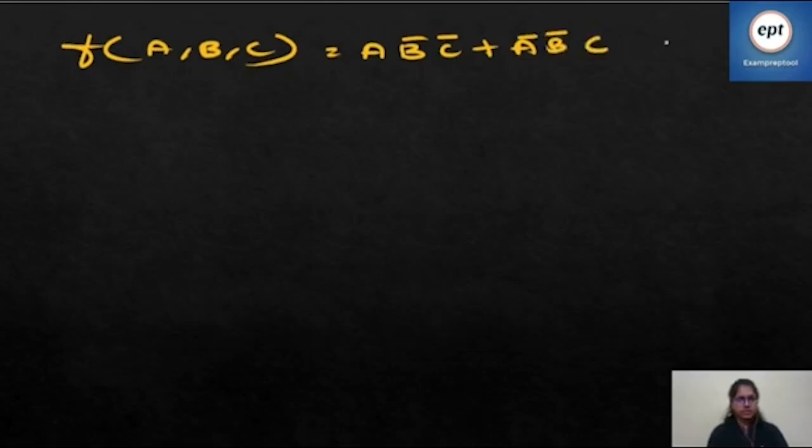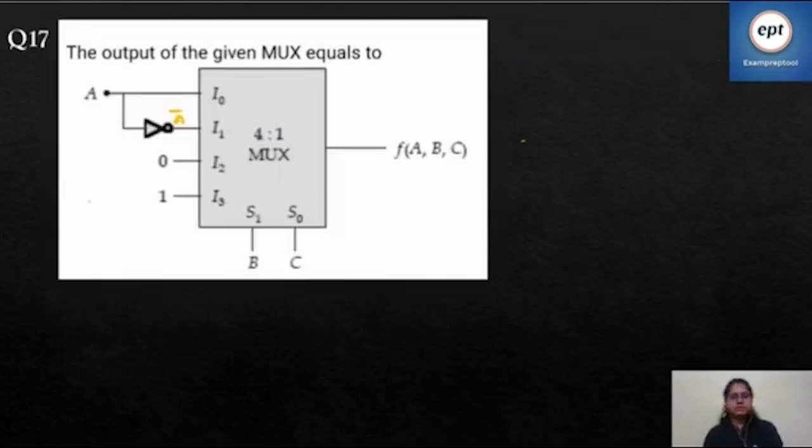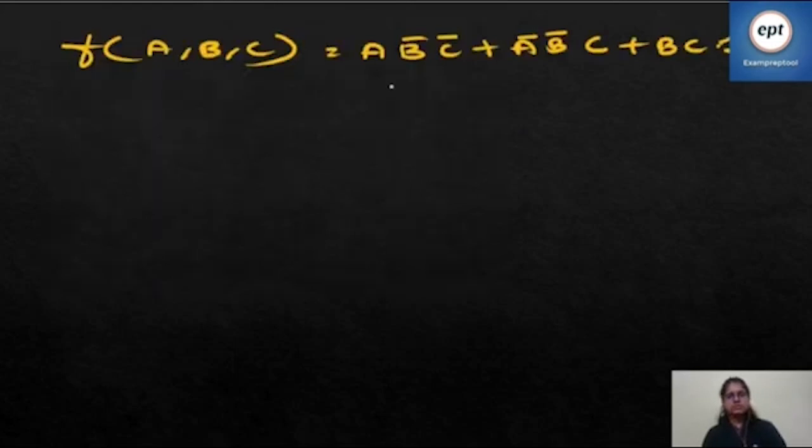This will be plus BC into 1, and the next input, I2, is given as 0, so we will not write the expression; we will only write for 3. So 3 will be B and C into 1, and this we will not consider, and this is A bar. A bar, B bar and C we considered. So this is the expression we got. Now let's minimize this expression.